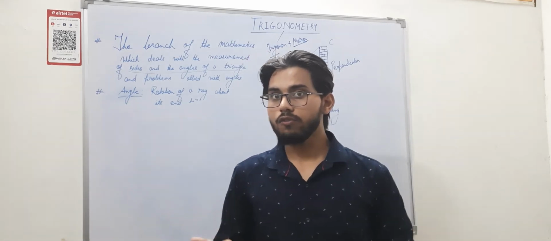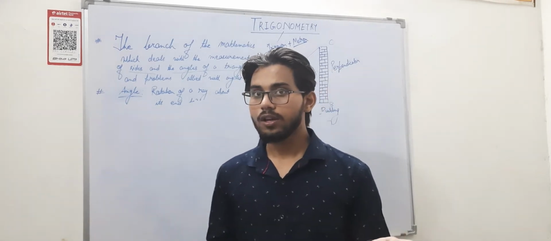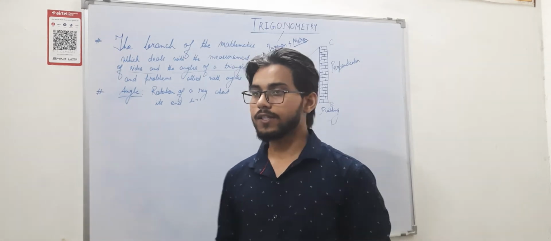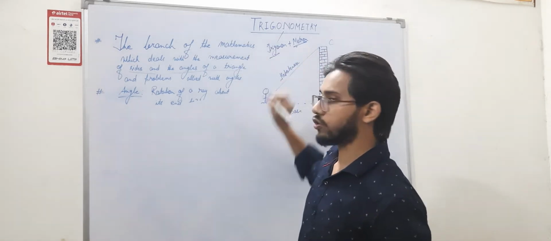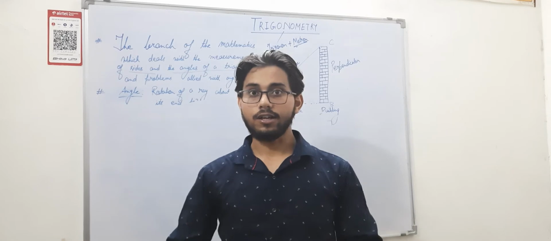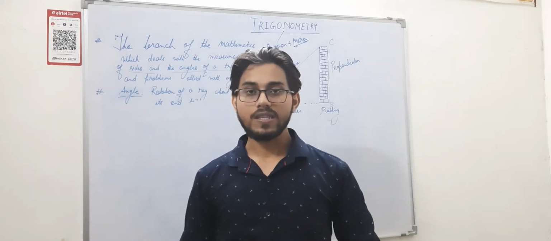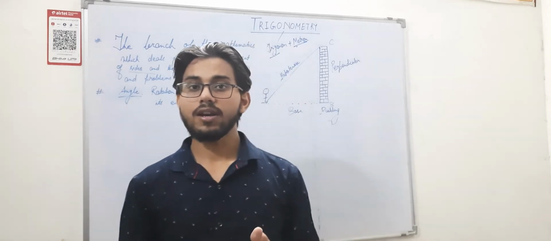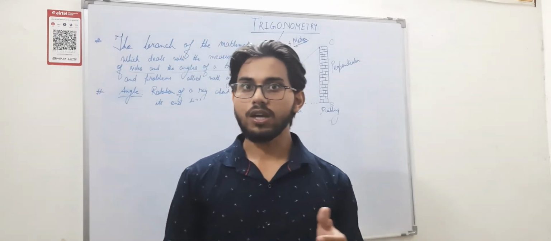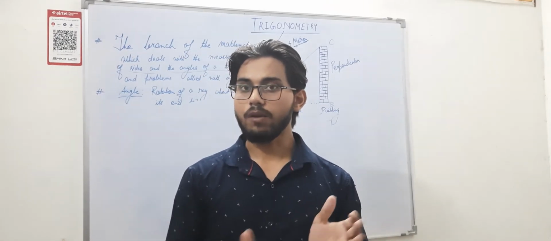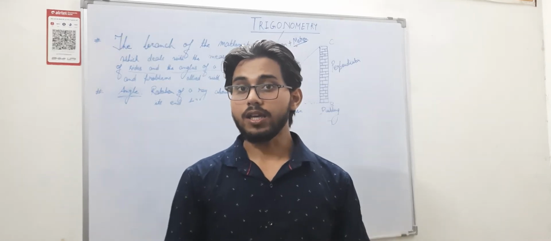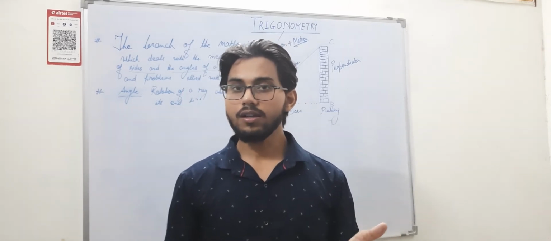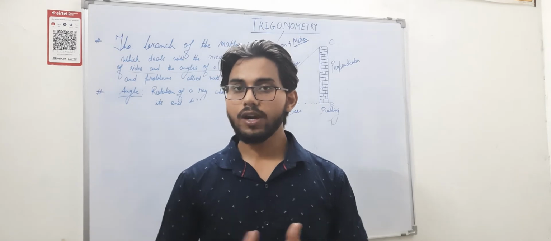The word trigonometry comes from two Greek words, trigonon and metron. Trigonon means triangle and metron means measurement. It means trigonometry tells us how you can measure triangles, by the different sides and the different angles of the triangles.